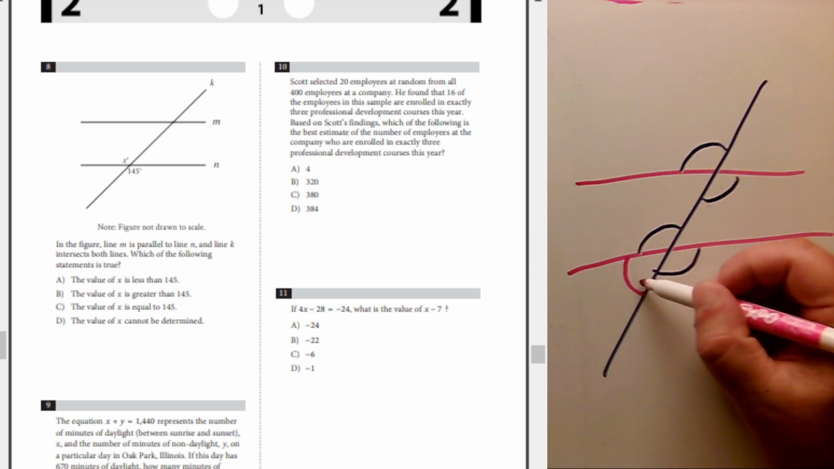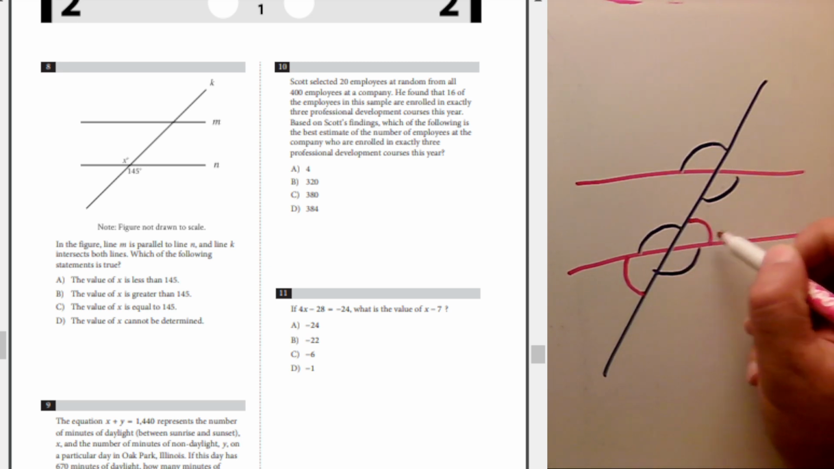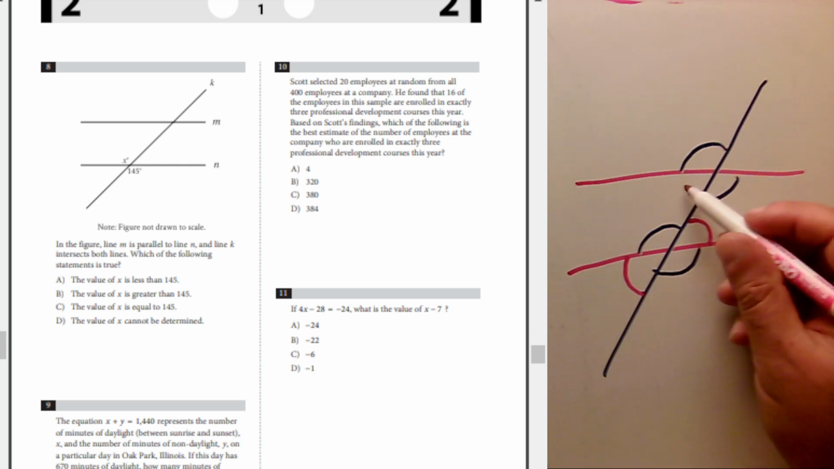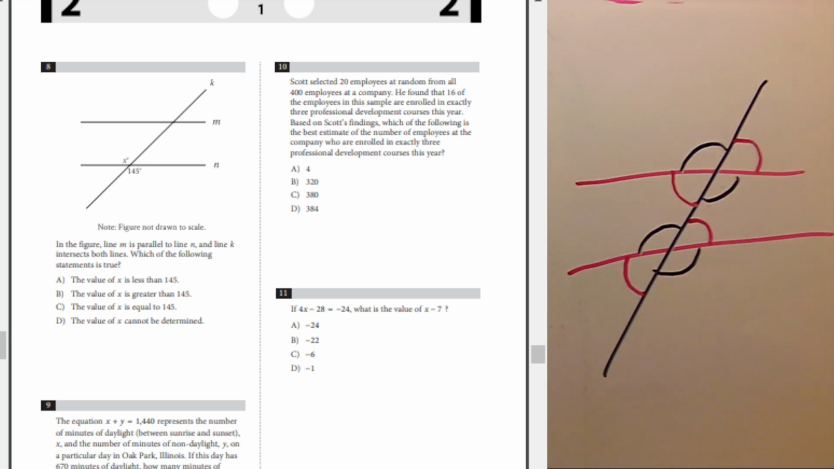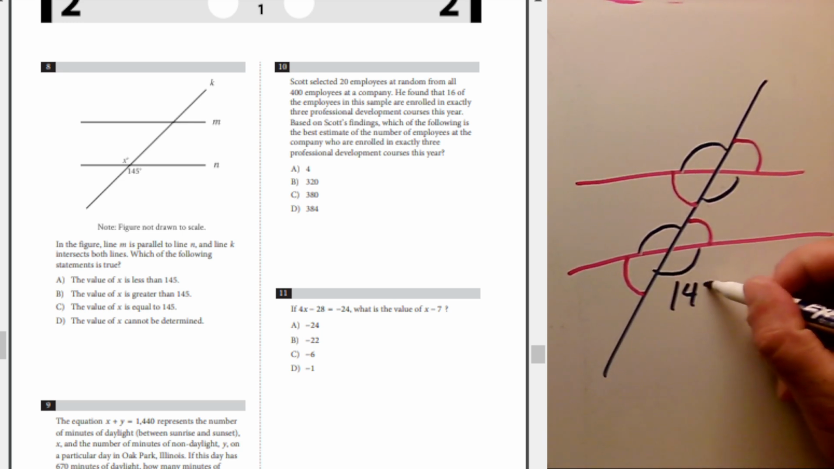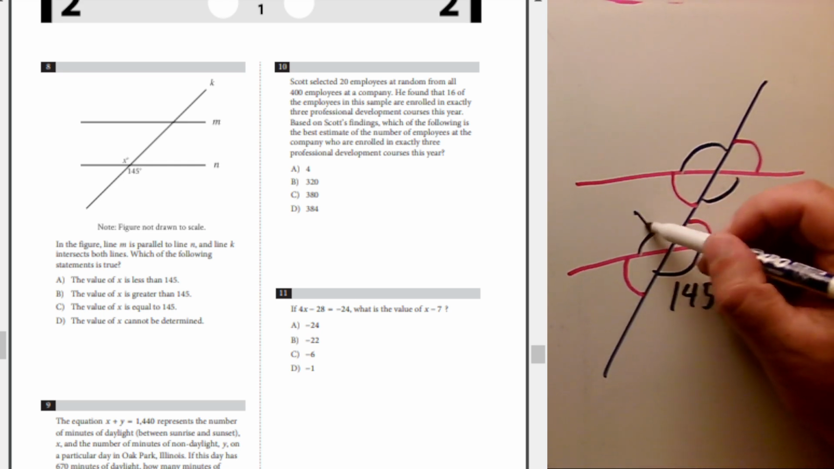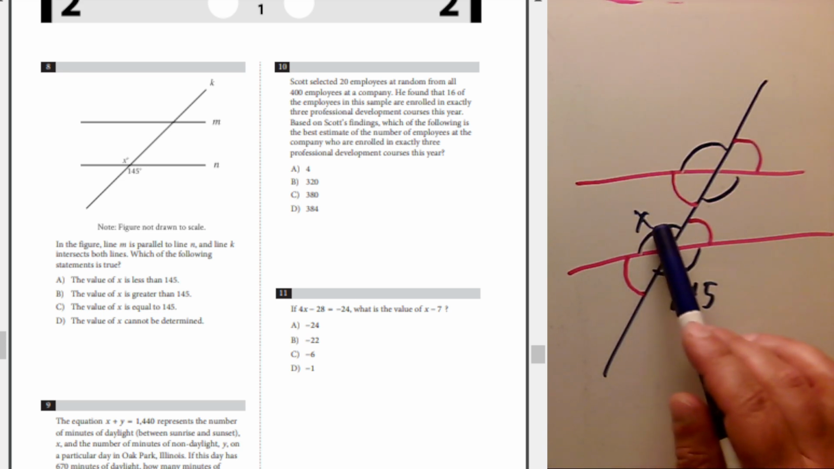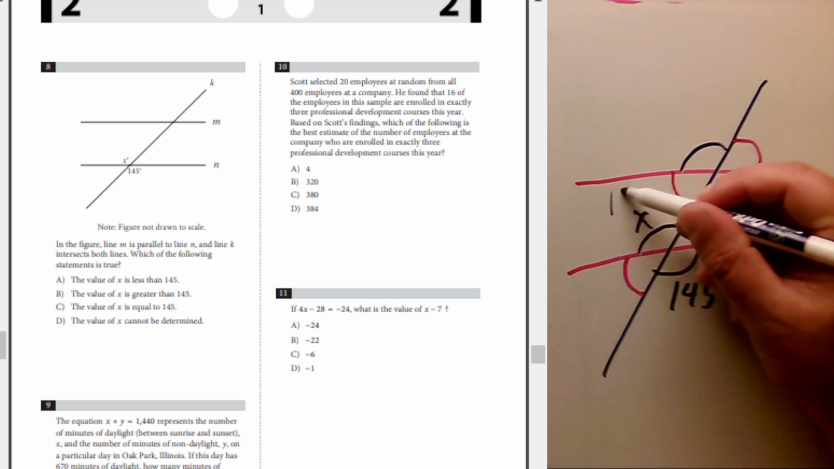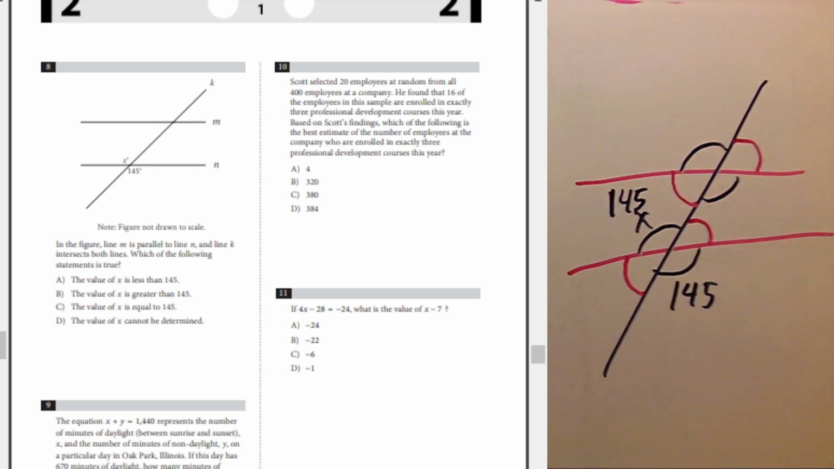This angle will not be equal to this one, but the next one. You can go in any order too. And so they're telling us that this angle is 145 degrees, and they're asking what this angle is. Since this is 145 degrees, not this one, but the next one is going to be equal to it. So they're both 145 degrees. And so your answer will be C for this one.